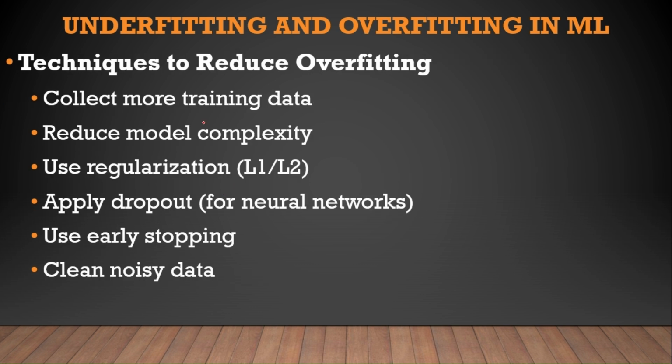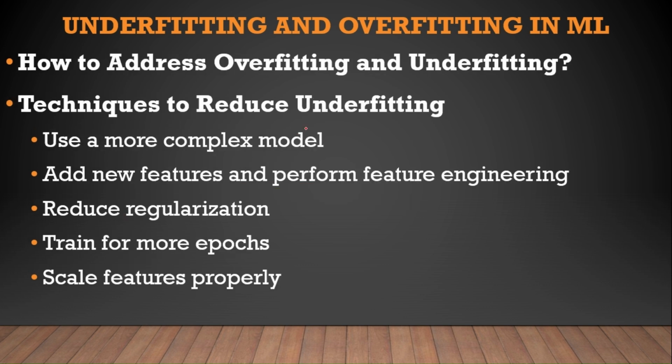How to reduce overfitting: collect more training data, reduce model complexity, use regularization such as L1 and L2, and apply dropout. Here we use dropout for neural networks. Use early stopping and clean noisy data. So these are the techniques to reduce overfitting, and the earlier ones are the ways to reduce underfitting.